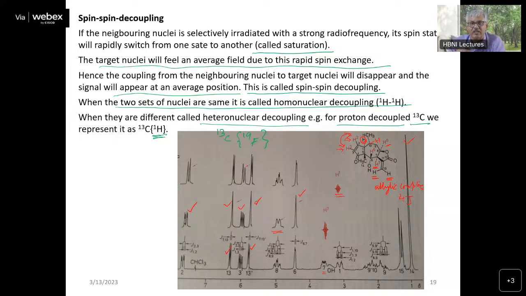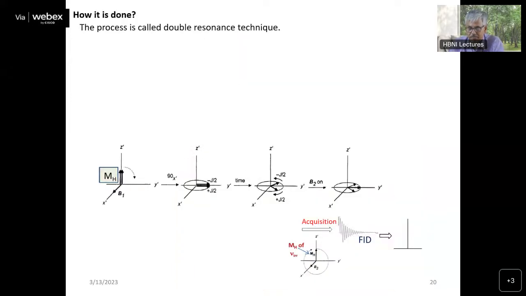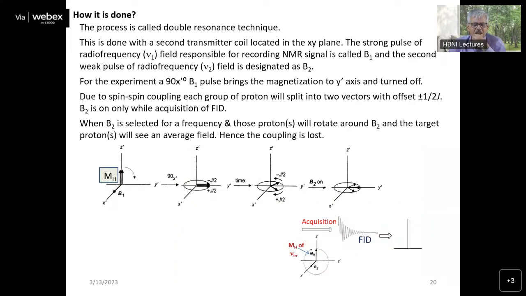So this is the way one can identify all the protons, or you can correlate the chemical shifts. Okay, so I have shown here how it is done. This process is called the double resonance technique. Okay, so this is done with a second transmitter. So you now have 2 transmitter coils in the XY plane. One is giving the B1 field for the whole spectrum, and you are giving a very selective field B2, that is selective to that group of protons which you want to saturate or bring into the double resonance.